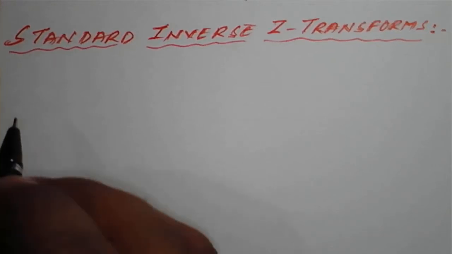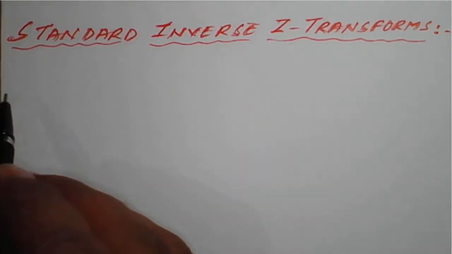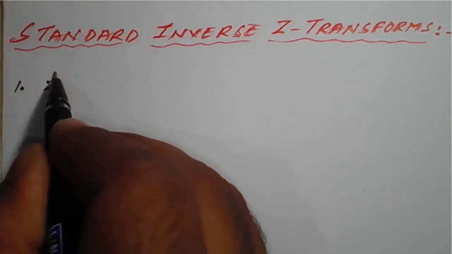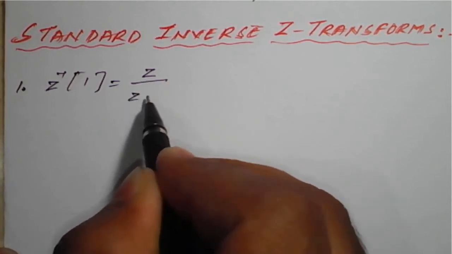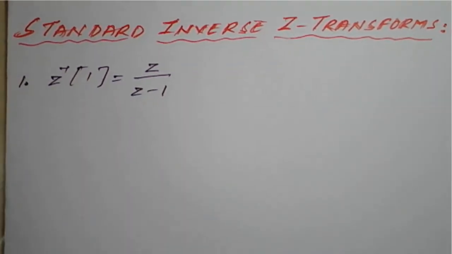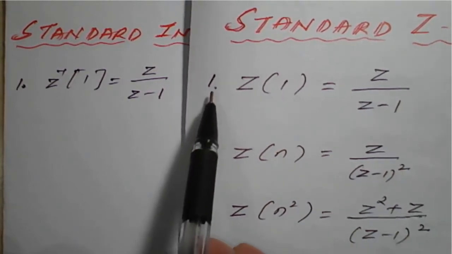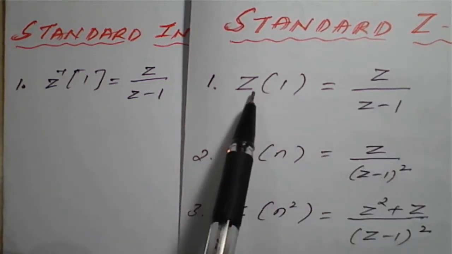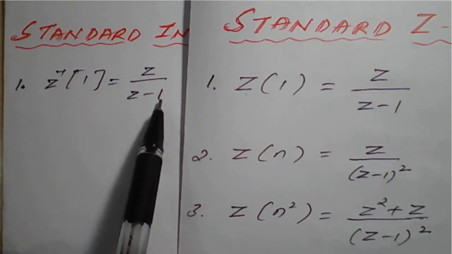So the first one we'll see: what is the standard inverse Z transform? First one, Z inverse of Z divided by Z minus 1 will be 1. Already we have discussed this. You can observe the first one, Z transform of 1 is Z upon Z minus 1, and if we shift this Z to the right hand side, Z inverse of Z upon Z minus 1 will be 1.